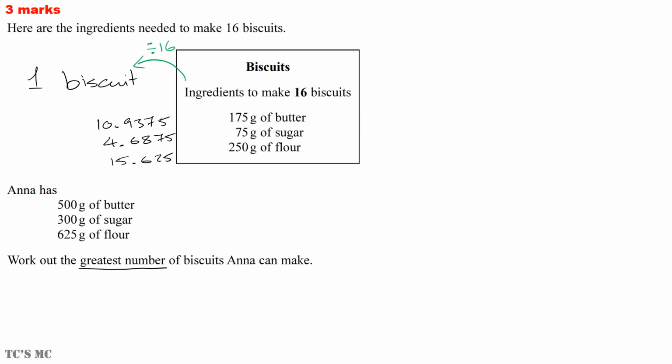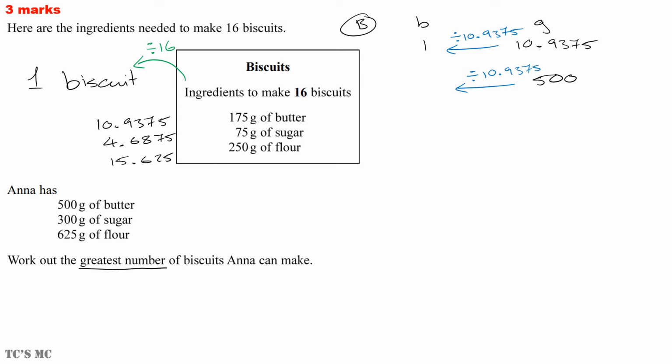Now let's focus on what Anna has. Let's start with the butter. We are working with the number of biscuits and grams. 1 biscuit requires 10.9375 grams. Anna has 500 grams. If we go backwards, we need to divide by 10.9375. Do the same over here. We get a long decimal answer. I'm just going to say 45.71.